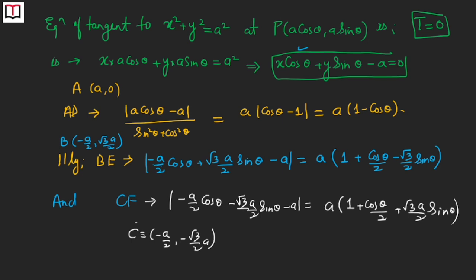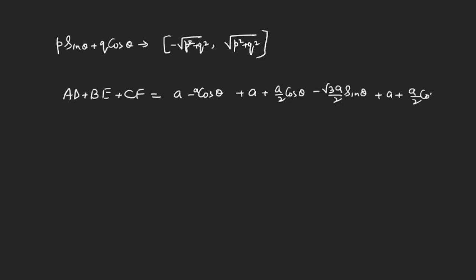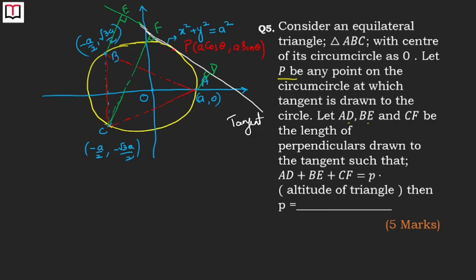Now what do we have to do? We have to just add them: AD plus BE plus CF. So how much is it? It is a minus a cos theta, plus a by 2 cos theta minus root 3 a by 2 sin theta, plus a by 2 cos theta plus root 3 a by 2 sin theta. This is gone, this is gone. So it's 3 times a. What is a? a is actually the circumradius here, bachcho. That's our a.